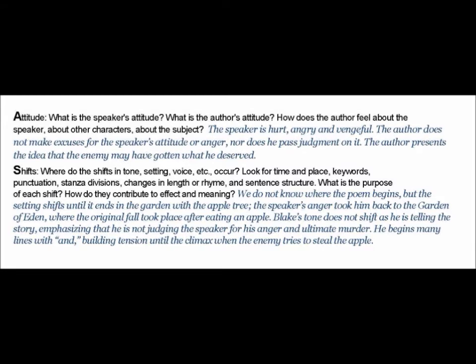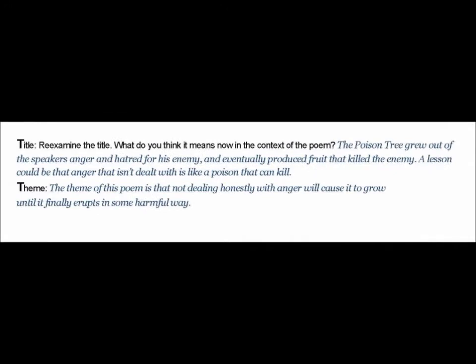The speaker's anger seems like it has taken him back to maybe the Garden of Eden, where the original fall took place after eating an apple. Blake's tone doesn't shift as he's telling the story. I think that emphasizes that he's not judging the speaker for his anger and the ultimate murder he commits. He begins a lot of lines with "and," so he builds tension until the climax when the enemy tries to steal the apple. All right, and for the last title and theme, write down your ideas while I go over what I have written.